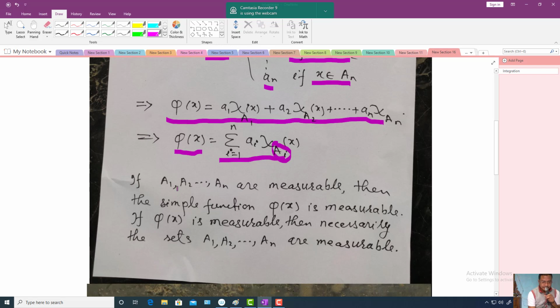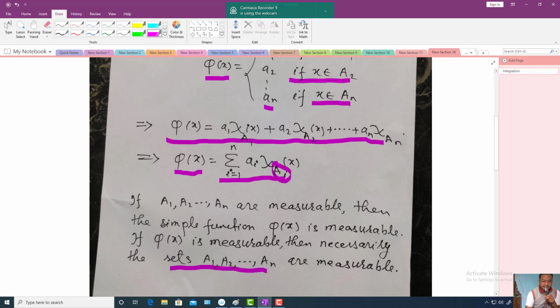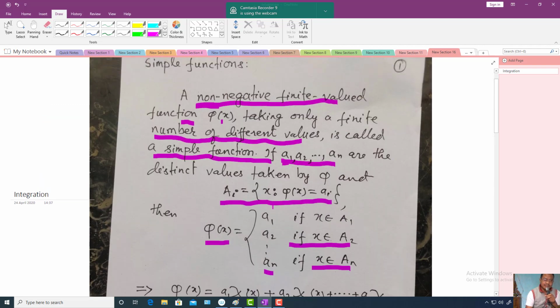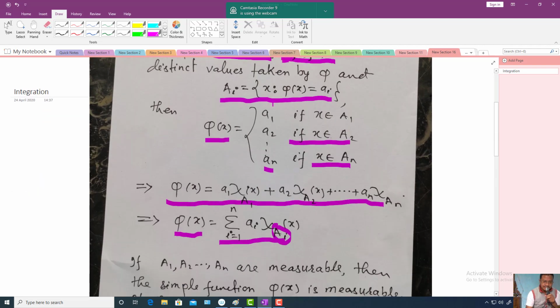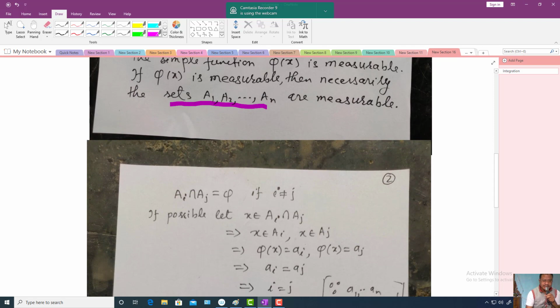You can write it down. If capital A1 up to An are measurable, then the simple function is measurable. If phi x is measurable, then necessarily the sets A1 up to An are going to be measurable. All right, so this is the idea of the simple function.